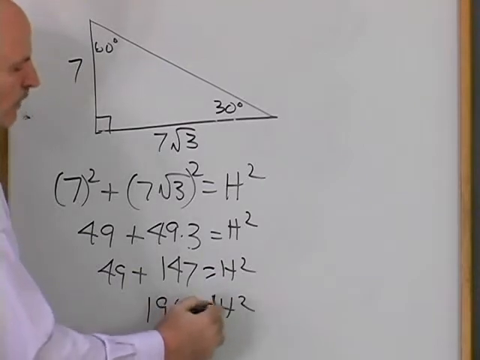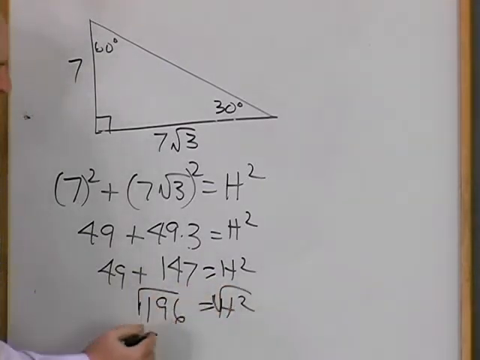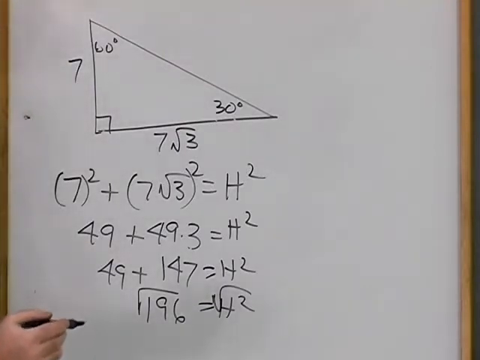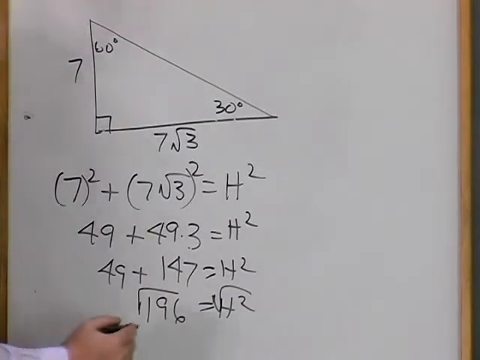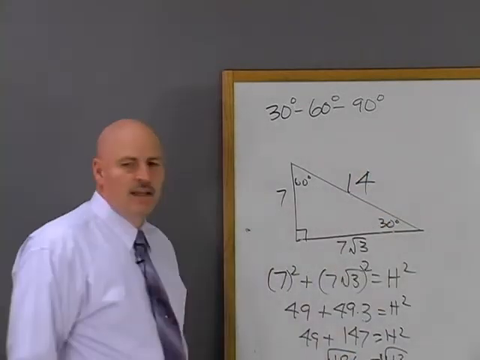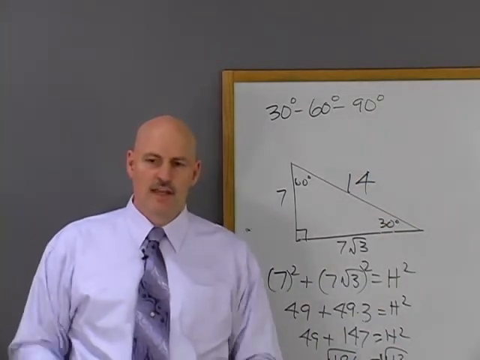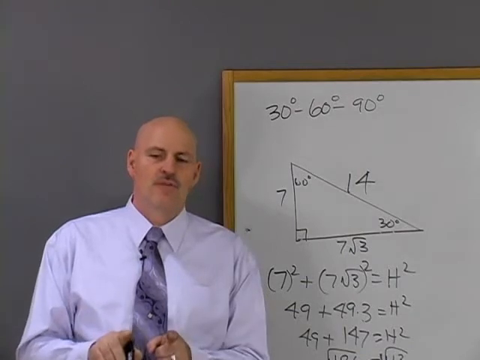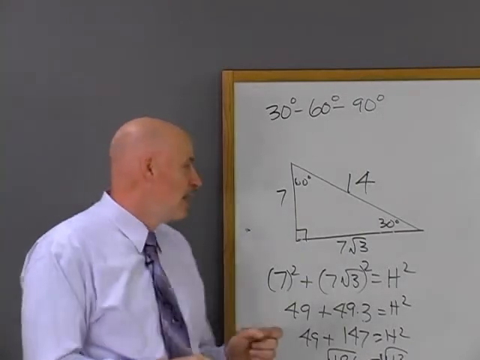Take the square root of both sides. Hypotenuse equals, what's the square root of 196? 14. Okay, 14. Did it follow? Did your original observation follow through again? Yeah. It turned out it did.